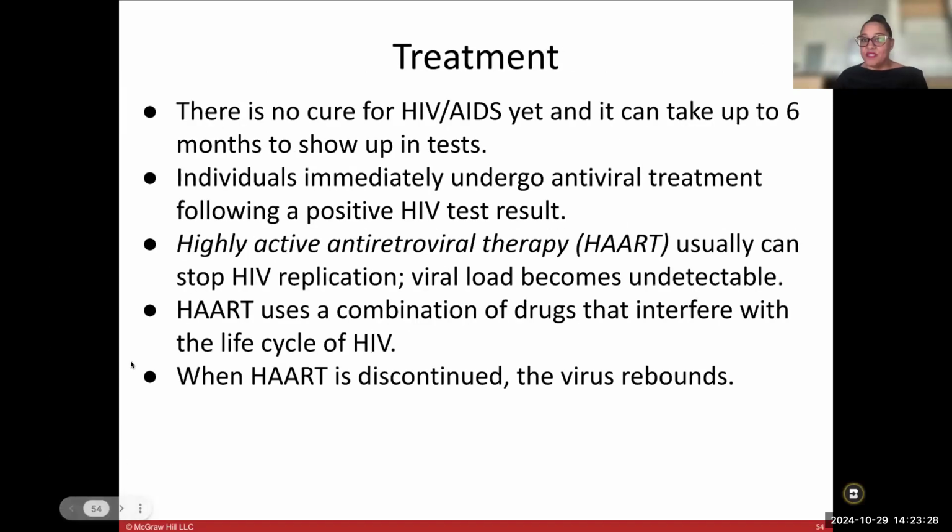There is no cure for HIV/AIDS yet, and it can take up to 6 months to show up in tests. Individuals immediately undergo antiviral treatment following a positive HIV test result. Highly active antiretroviral therapy, or HAART, usually can stop HIV replication, where the viral load will become undetectable. HAART uses a combination of drugs that interfere with the life cycle of HIV. When HAART is discontinued, the virus will rebound and just start replicating itself and start infecting cells all over again. So it's a lifetime thing.